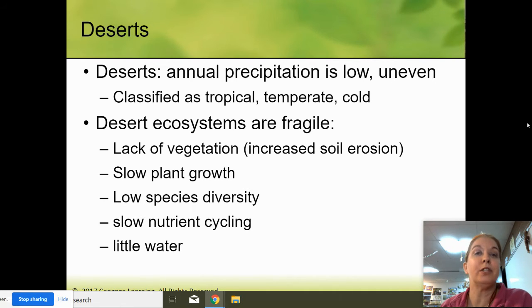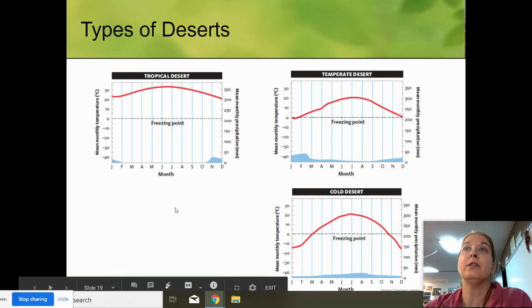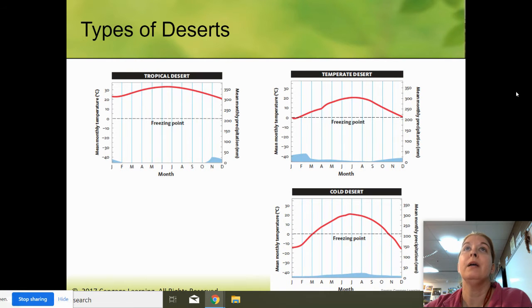Very low species diversity, so not as stable as some of the other biomes. Very slow nutrient cycling, because once again there's less plant growth, so there's less everything, and there's fairly little water to get it going. We have our tropical desert, our temperate desert, and our cold desert. These are climatographs that show both the temperature and the rainfall.